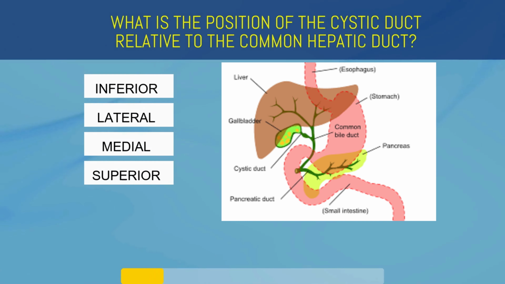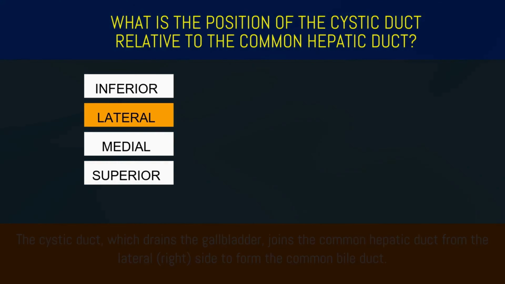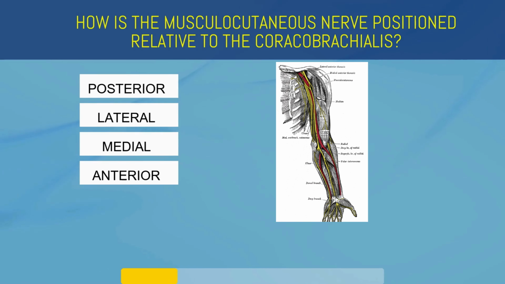What is the position of the cystic duct relative to the common hepatic duct? Inferior, lateral, medial, or superior? Lateral. The cystic duct, which drains the gallbladder, joins the common hepatic duct from the lateral side to form the common bile duct. How is the musculocutaneous nerve positioned relative to the coracobrachialis?